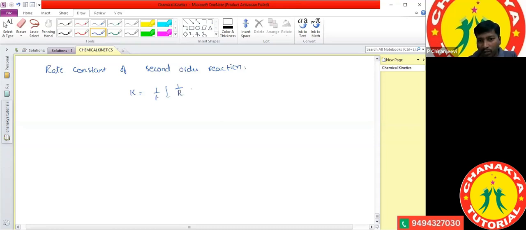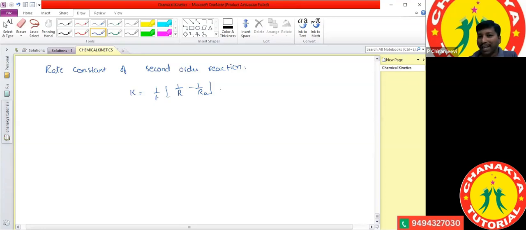That means final concentration minus initial concentration of the reactant. This is the one formula we are using to calculate the rate constant of the second order reaction, but it is not in our syllabus. Simply for additional information I am giving here. And we already wrote the units also.